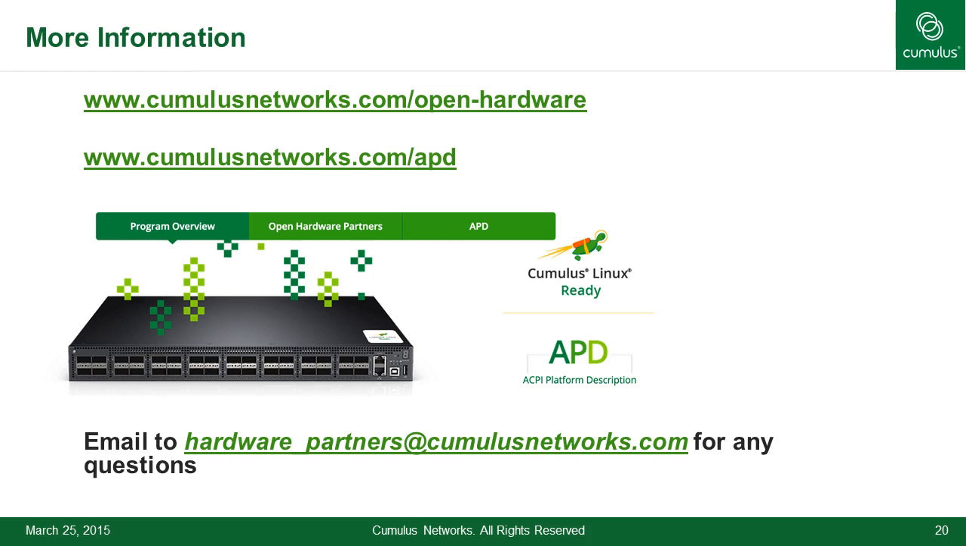All right, the next question comes from Scott. Does APD help us integrate with other manufacturers in the network, such as Cisco or Arista? That's a good question. I think the answer is yes, as long as Cisco and Arista adopt APD to describe their hardware. Once they've done that, Cumulus Linux can run on it, and other OSes can run on it too.